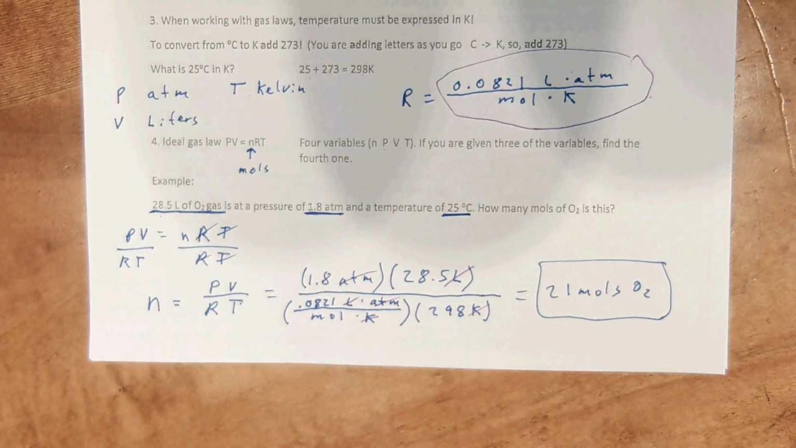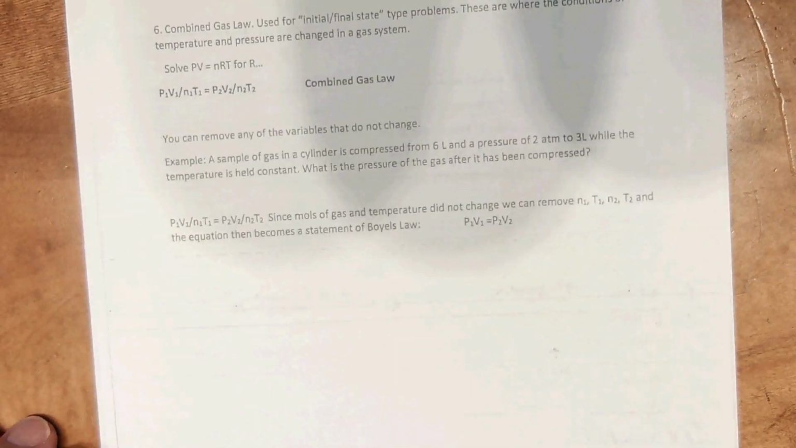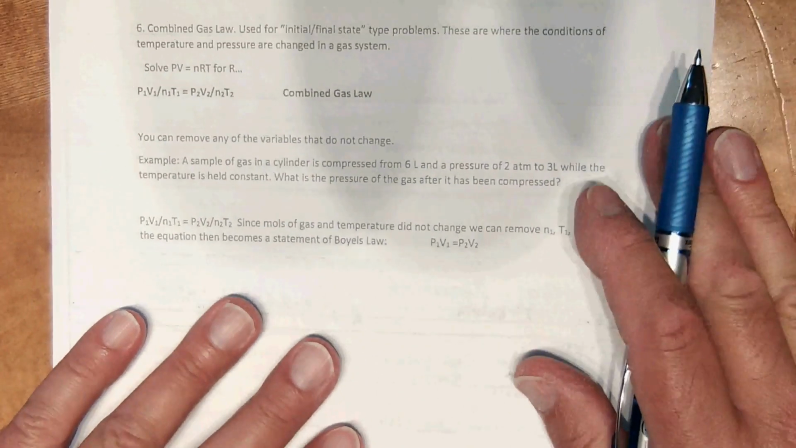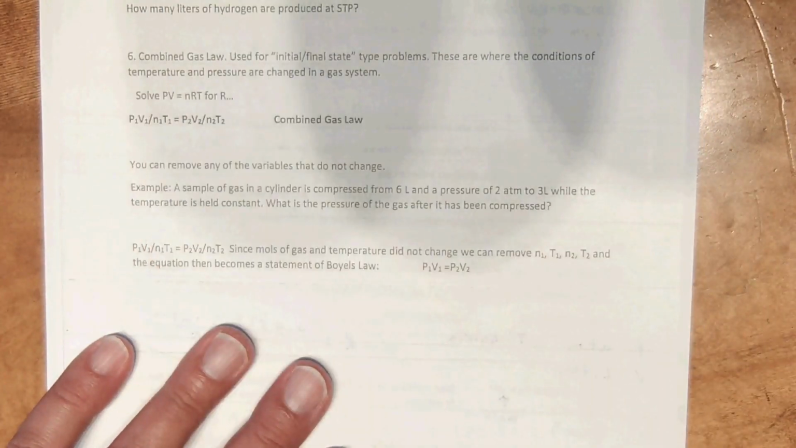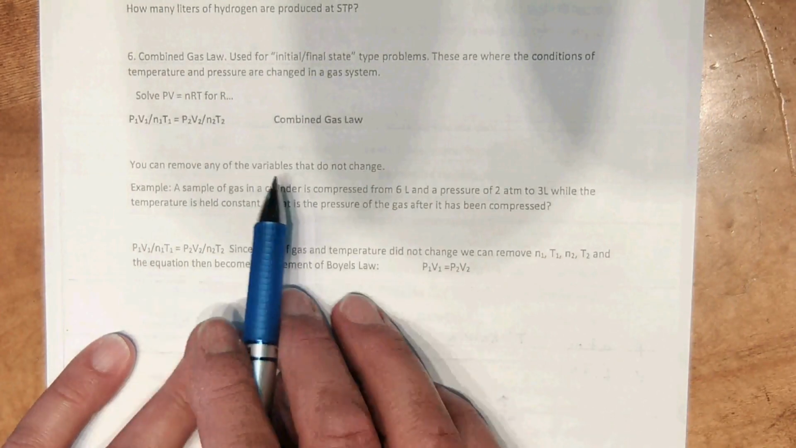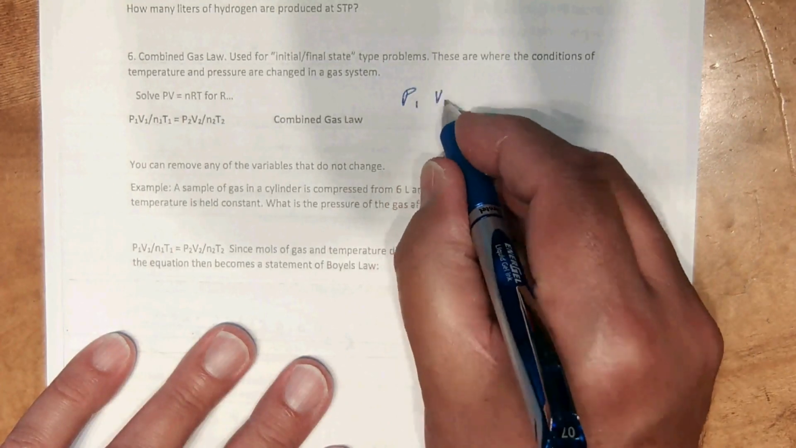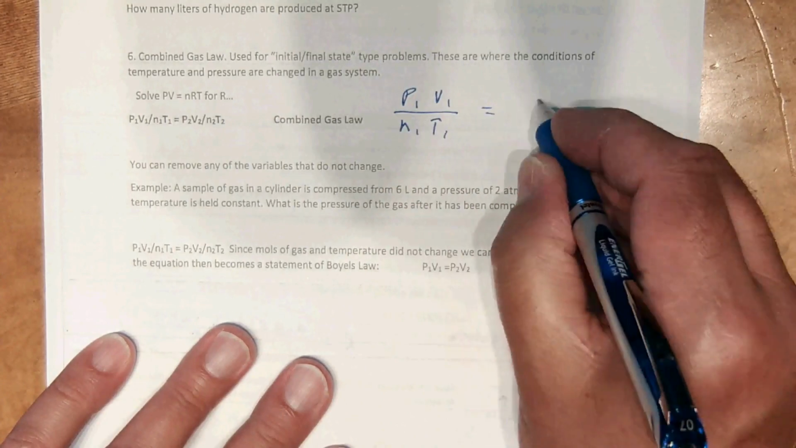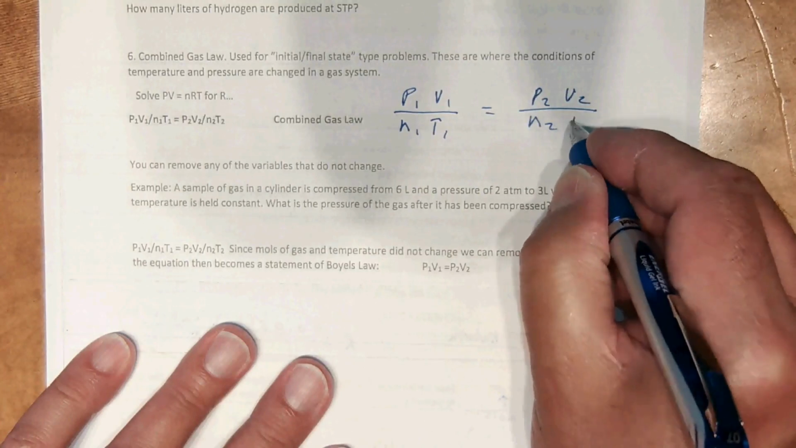temperature. One more type of problem to work with the gas laws would be initial final state problems. We're talking about using the so-called combined gas law here. We're going to skip the STP part; we talked about that last time. The combined gas law is this: P1V1 over N1T1 equals P2V2 over N2T2.